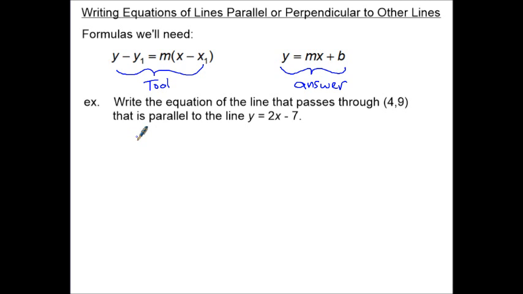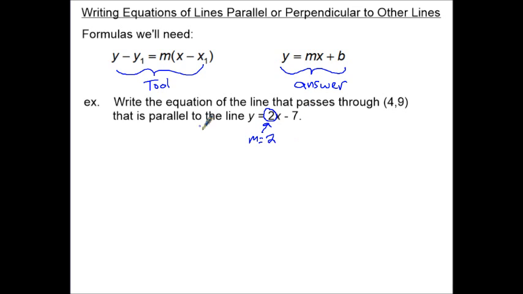Okay, I want to write the equation of the line that passes through (4, 9), which is parallel to the line y equals 2x minus 7. Now again, this line is in a very nice form, at least for our purposes right now, in that this is our slope. So the slope is going to be 2.